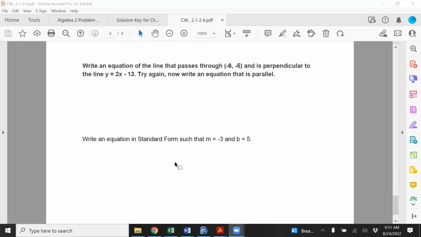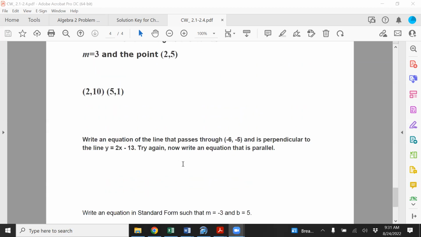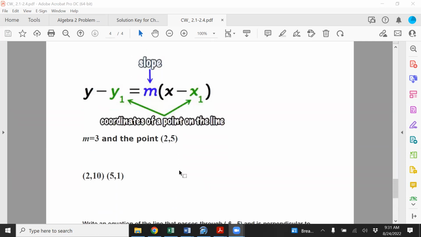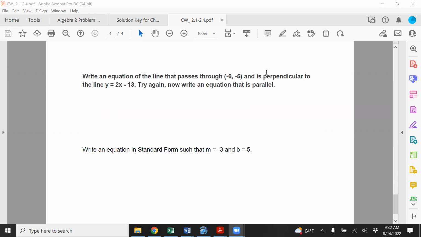Let's try two more. Any questions on the first two problems I just did here for 2.4? We're okay? I'll give you guys a chance to copy. Let me erase this other side here. We're good? Okay, cool. Last two problems, and then I'll give you guys some work to do.